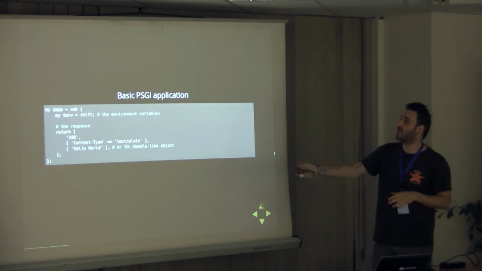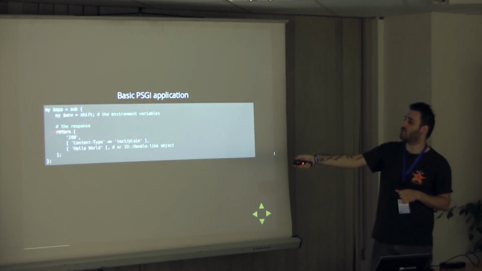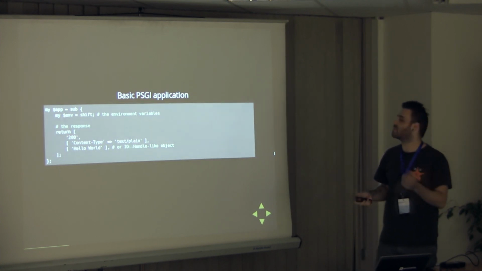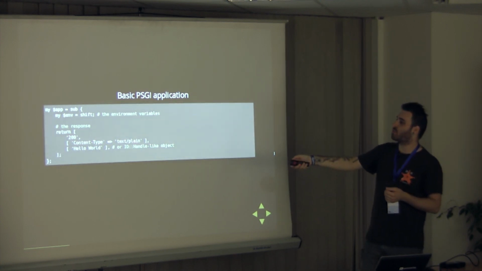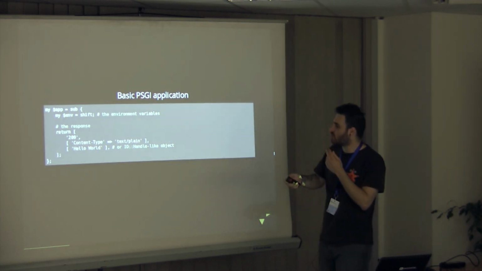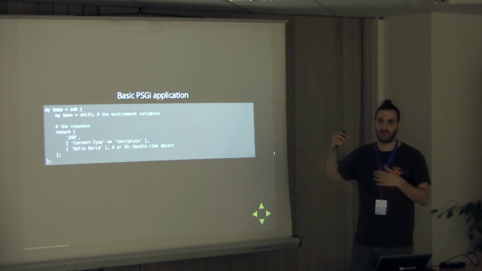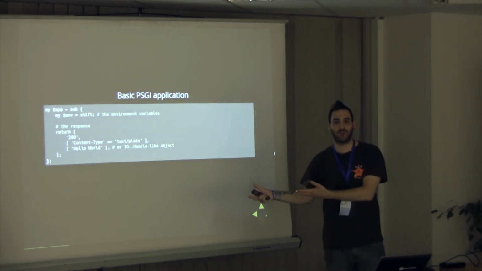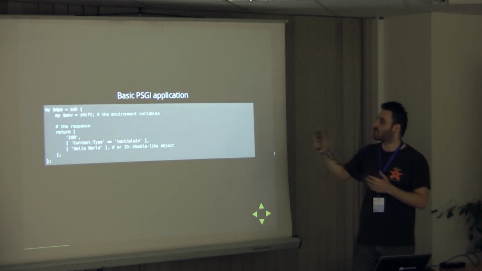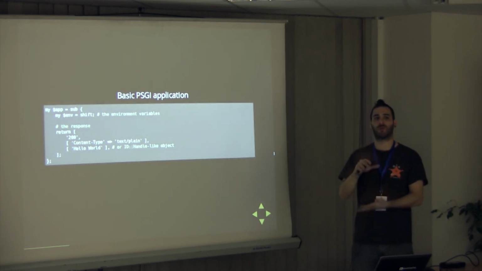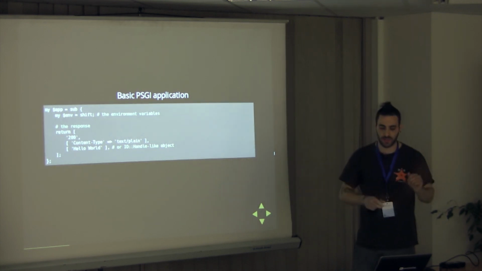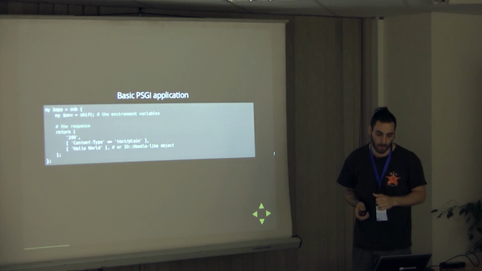You get this environment hash ref, and you return this array ref that has the status, the headers, which is just pairs, and your content. You can also return an IO handle, which is basically a file handle. So you can return a file handle object, you can return actual content, whatever you want. And it will translate all of this to a proper response object according to whatever server you're using. So for one server, it translates this way, for another that way, and it doesn't really matter.